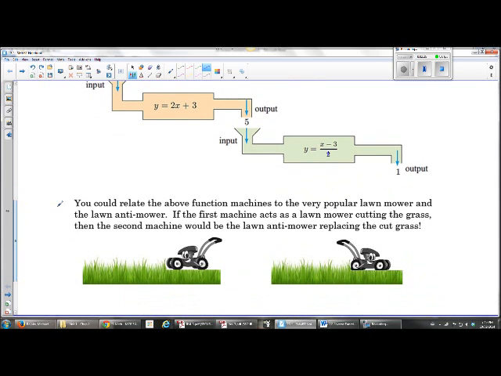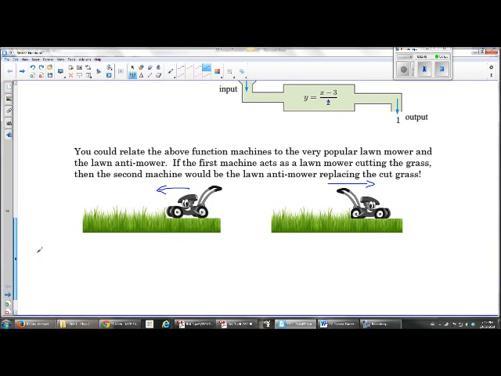We could look at those two machines as the very popular lawnmower and the lawn anti-mower. The first machine acts as a lawnmower, cutting the grass, and the second machine would then be the lawn anti-mower, replacing the grass. Hopefully you don't have too many people in your neighborhood who have the lawn anti-mower, who would come around and replace the grass on your lawn after you have spent a while cutting it in the summer.